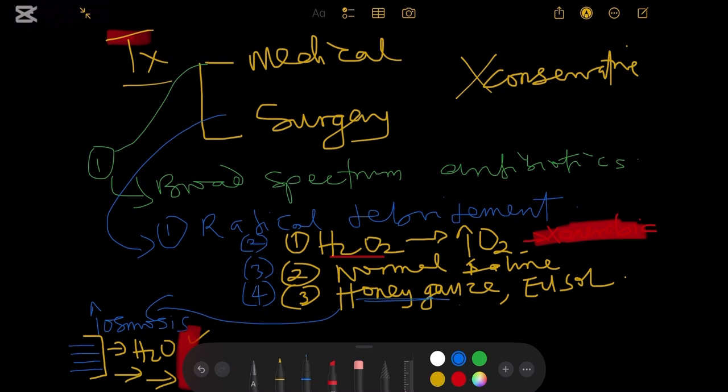Now, the final step, I'm going to number it 5, is that you can now use iodine. But iodine is usually used when the wound is now cleaned out and when you can see granulation tissue. We're going to talk about granulation tissue in our next topic. So that is when you use iodine.